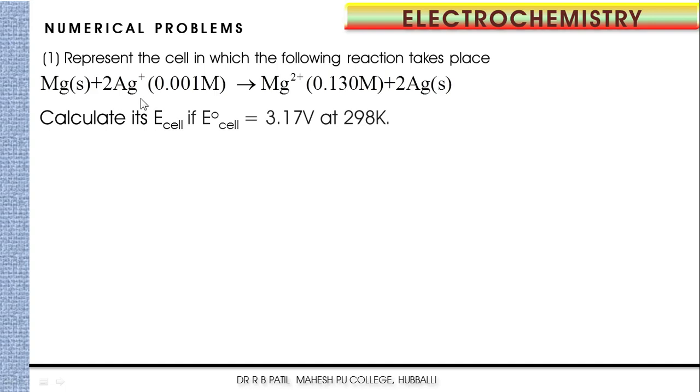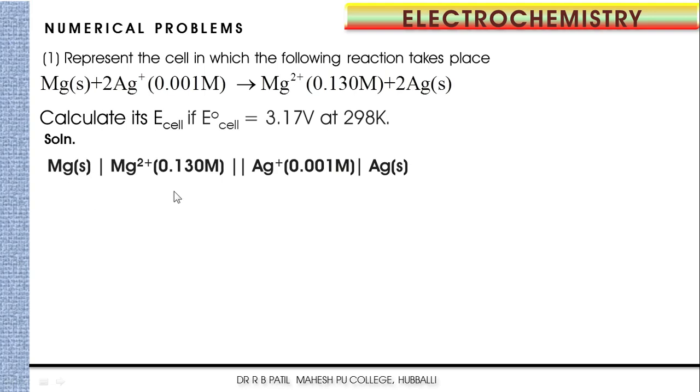Whenever you represent a cell, first in the left hand side what should you represent? You should represent the oxidation half cell, and in the right hand side the reduction half cell. When you represent the oxidation half cell in the left hand side, first you should write the electrode, followed by the electrolytic solution with concentration. In the right hand side it is exactly reversed. First you have to write the electrolytic solution with its concentration, followed by the electrode. Okay, let us write that.